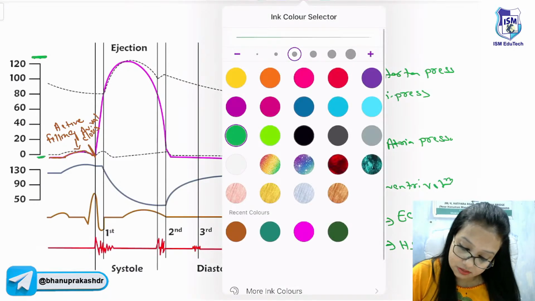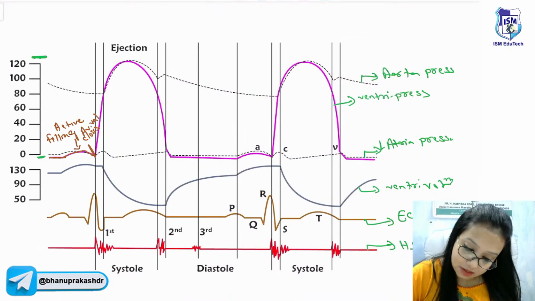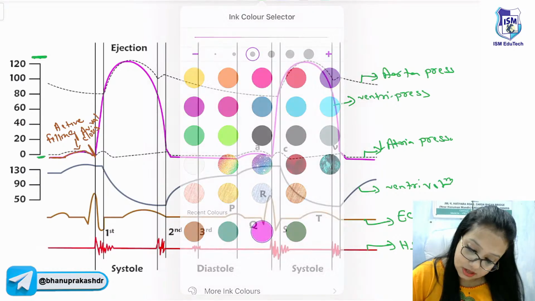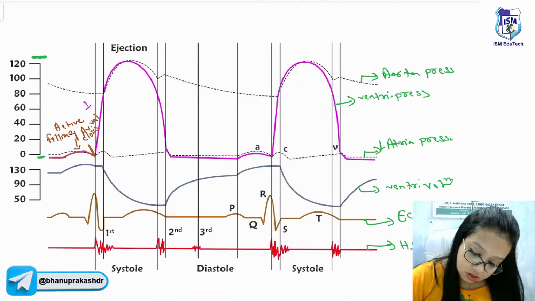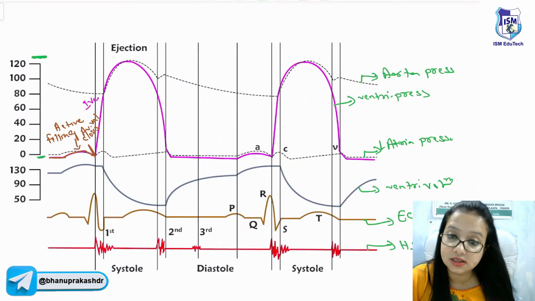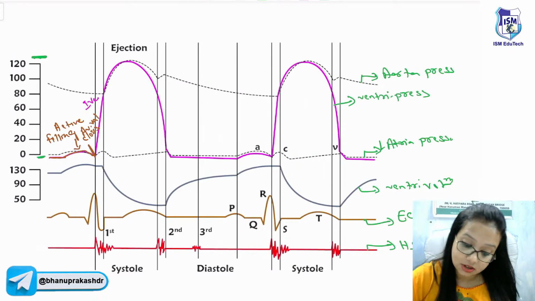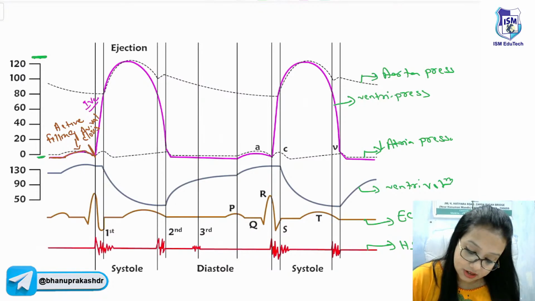Now, once the AV valve closes, what is the event that is happening? The event that is happening is isovolumic contraction. After the AV valve closes, the ventricle is having the end diastolic volume. Now it has to be pumped out. The ejection phase has to start. So it is the isovolumic contraction. So here you see the ventricles are contracting. The pressure in the ventricles is increasing.